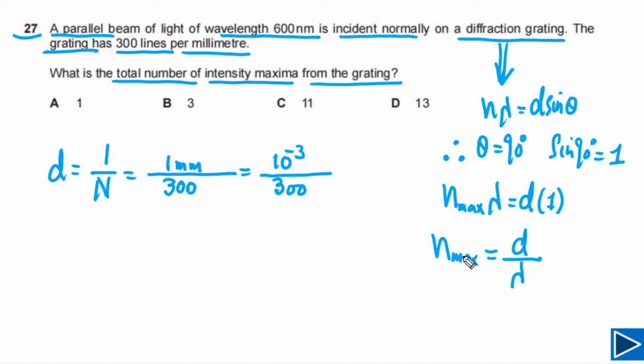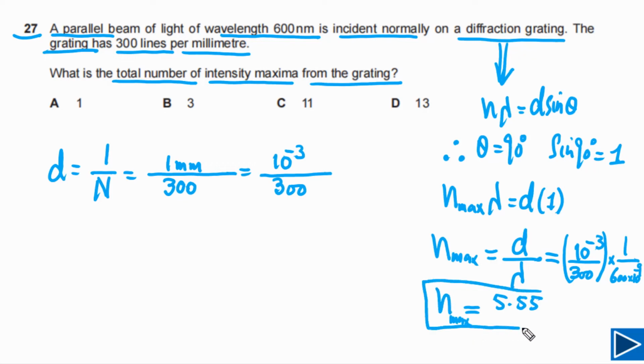Now simply this value of d we can plug in here. So d is equal to 10 to the power of negative 3 divided by 300, and this one is multiplied with 1 over lambda. The value of lambda is given: this is 600 nanometers, which means 600 times 10 to negative 9. Now we need to solve this one for n max. If we solve this for n max, our final answer will be 5.55. So this is the value of n max, 5.55.